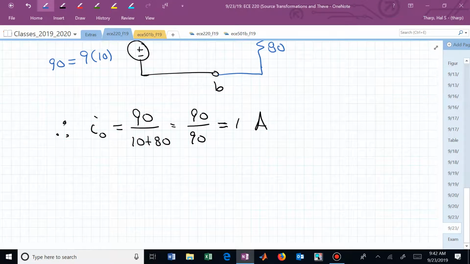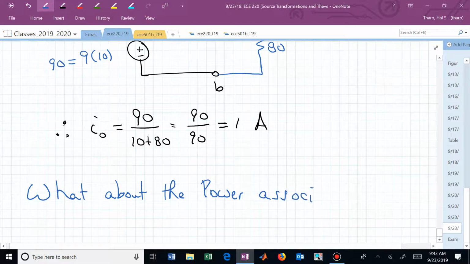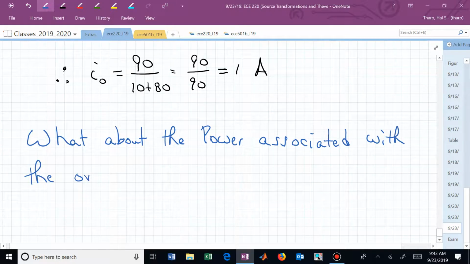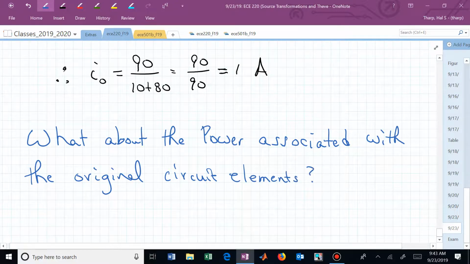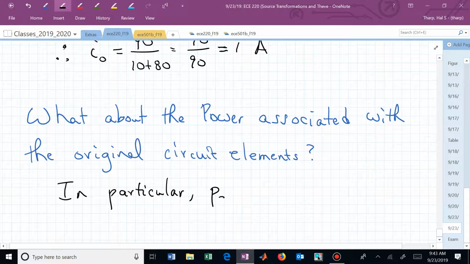Suppose now somebody said, well, what about the power associated with the original circuit? Well, let's just say circuit elements. And if you really wanted to be difficult, you could say, I want to know what the power is of that 360 volt source.